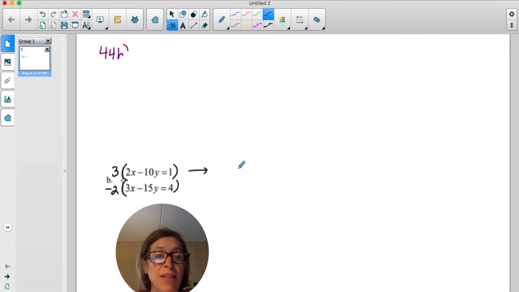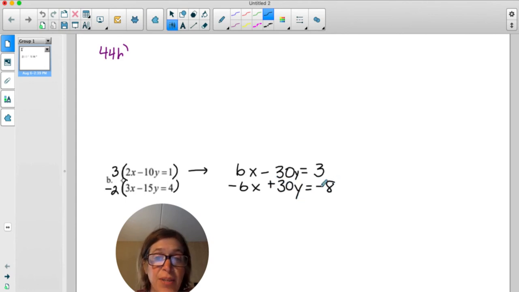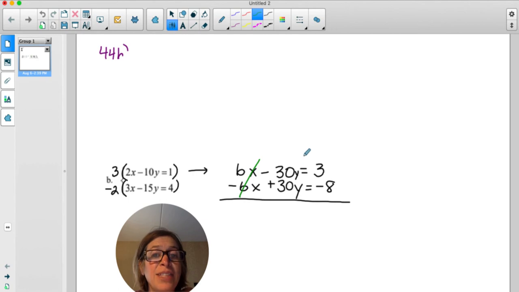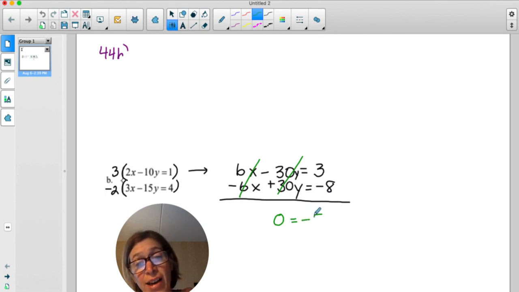All right, so that's going to give me 6x minus 30y equals 3. And the bottom's going to give me, let's see, -6x plus 30y equals -8. All right, so if I took that next step and I subtracted, these are going to get eliminated. These are also going to get eliminated, which means they eliminate to 0. And over here I get -5.